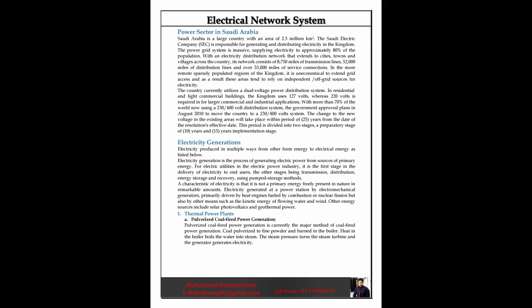Electricity generation. Electricity is produced in multiple ways from other forms of energy to electrical energy, as listed below. Electricity generation is the process of generating electric power from sources of primary energy. For electric utilities in the electric power industry, it is the first stage in the delivery of electricity to end users, the other stages being transmission, distribution, energy storage and recovery using pumped storage methods. A characteristic of electricity is that it is not a primary energy freely present in nature in remarkable amounts.